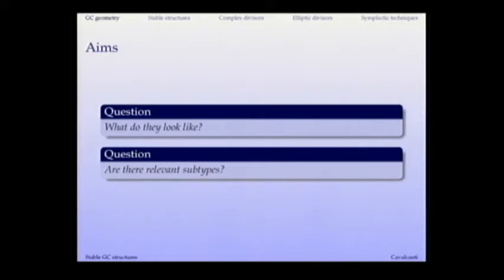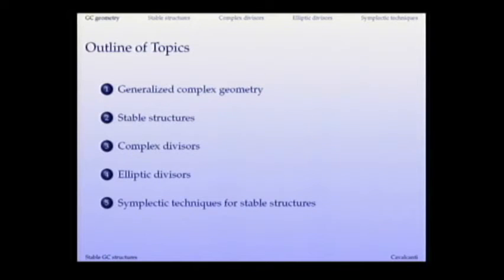I'll tell you a little bit of what things look like in general. I'll propose some relevant subtypes and try to tell local forms about these subtypes and see something about the techniques we use. So this is the structure of the talk. I'd like to tell you a little bit more about generalized complex geometry in general, to elaborate on the definitions. Then I'll introduce the subtype that I'm interested in today, so stable structures.